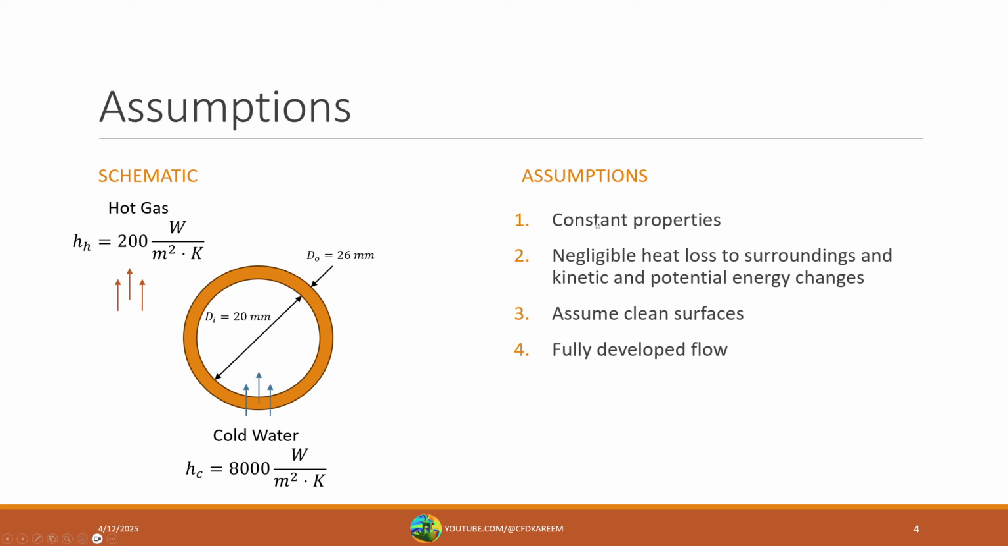Some assumptions we're going to make: we're going to assume that all the properties are constant. We're going to assume that there's negligible heat loss to the surroundings and negligible kinetic and potential energy changes. We're also going to assume that all the surfaces are clean, so it's a new heat transfer unit with no fouling. And we're also going to assume that the flow is developed everywhere, so the heat transfer coefficient is going to be constant.